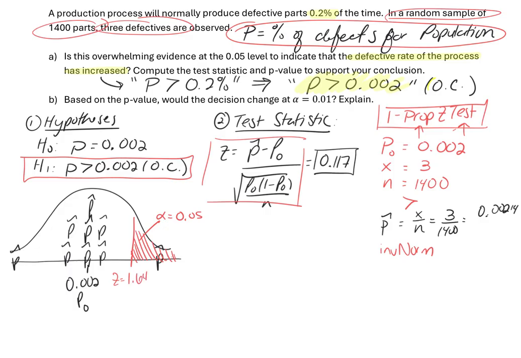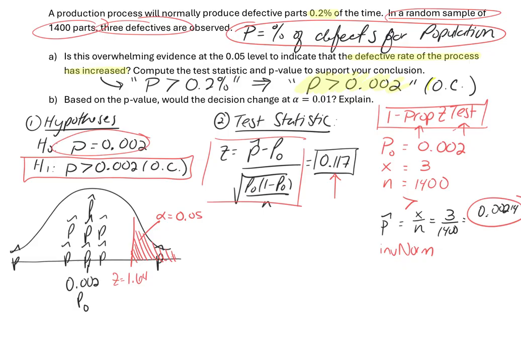Okay, take a look at our sample proportion. Our sample proportion was 0.00214, which is slightly bigger than the null hypothesis claim of 0.002, or it feels like it's just a little bit bigger, right? The test statistic confirms that it's bigger than 0.002, but not that much bigger, because notice that its z-score is not even one standard deviation above the mean.